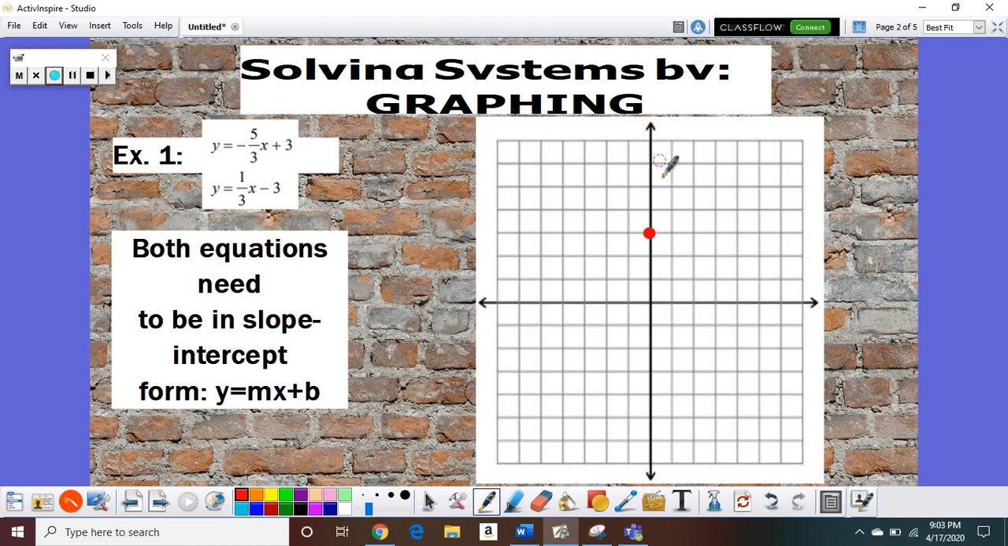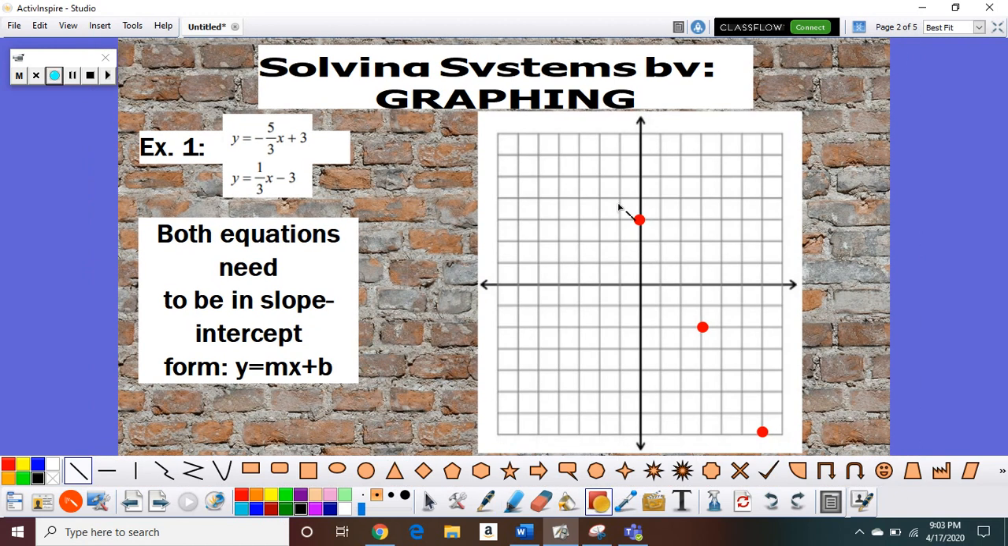I don't have enough spaces in order to go up and to the left, so I'm going to go down and to the right. Down 1, 2, 3, 4, 5, and to the right 1, 2, 3. Again, down 5 and to the right 3. And then I'm going to draw my line to go through all of those points.